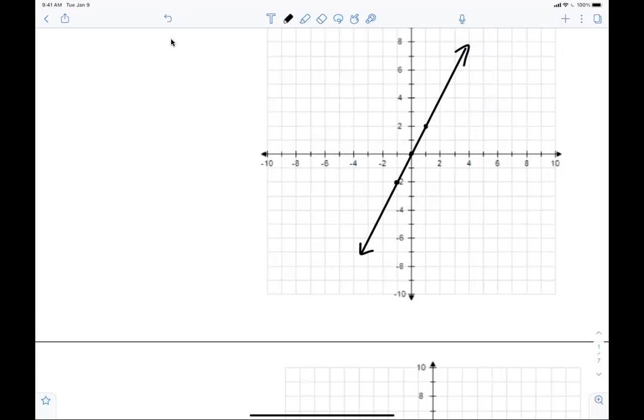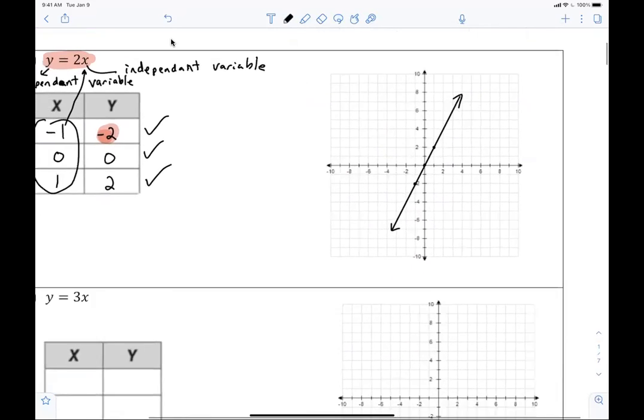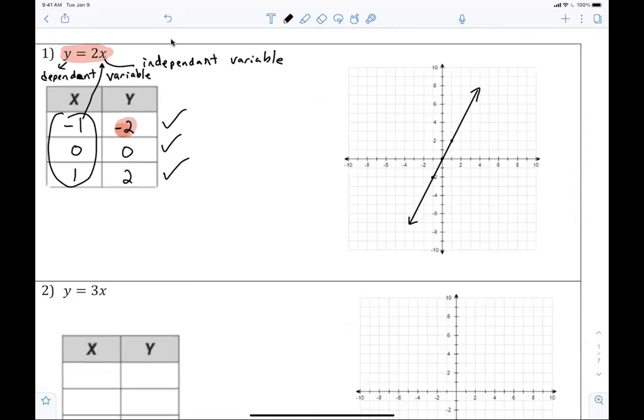Which one's X and Y? Never mind. The X is the horizontal. The Y is the vertical. Always graph the X and then the Y. Anybody have any problems with that? Anybody have any issues?